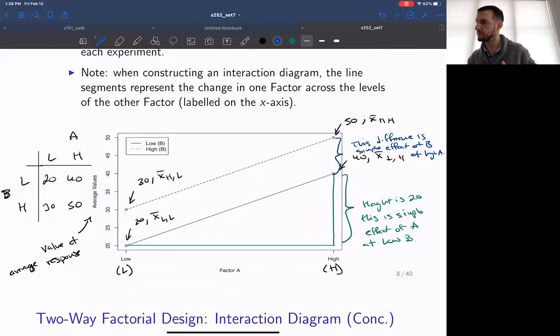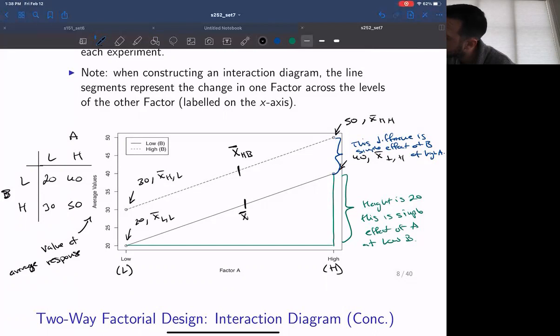Now, the main effects are found by comparing the averages between the stacked points and the points on the line. So for example, this is the average here and this is the average here. This would be X bar for high B and this would be X bar for low B, right? You can see the difference between this point and this point is going to be a distance of 10, and that's the main effect for factor B.